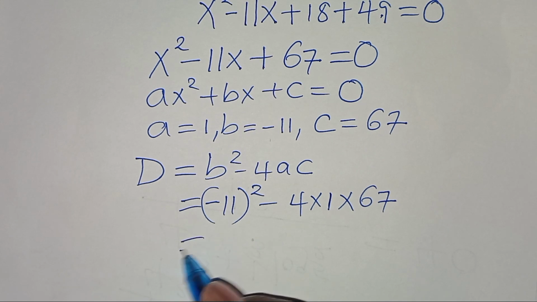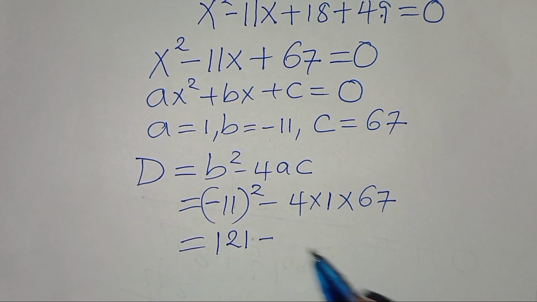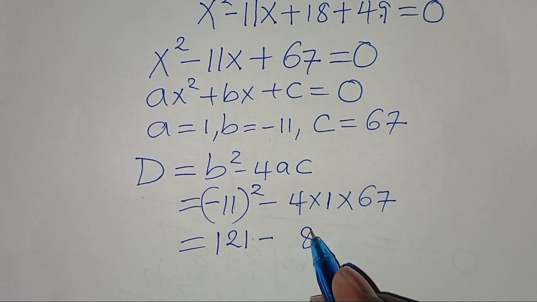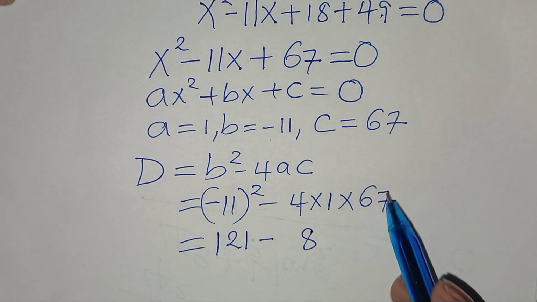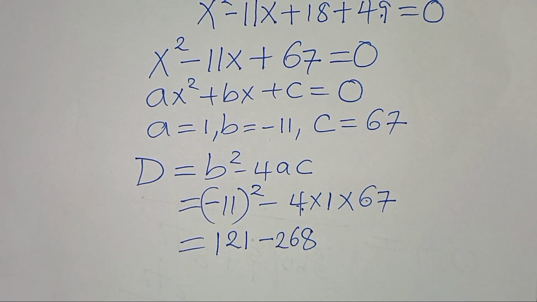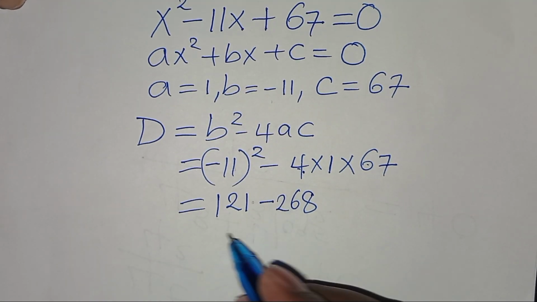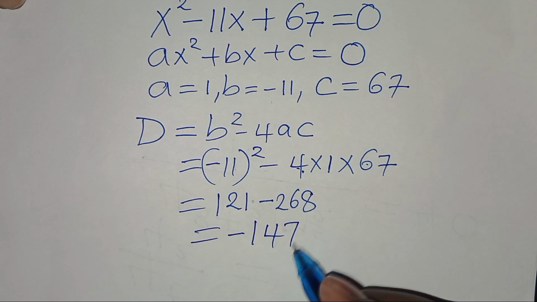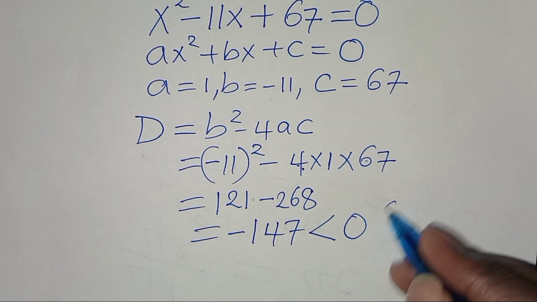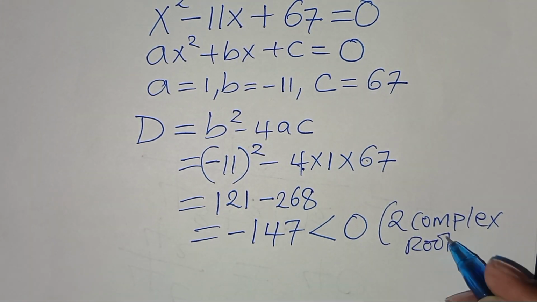Now, here we have (−11) squared. This is equal to 121. Subtract 4 times 67. Now, 7 times 4 here is 28. And then we have 6 times 4, 24, plus 2, which is 26. So we have 268. And then 121 minus 268 is equal to negative 147, which is less than 0. So that implies that we have two complex roots.